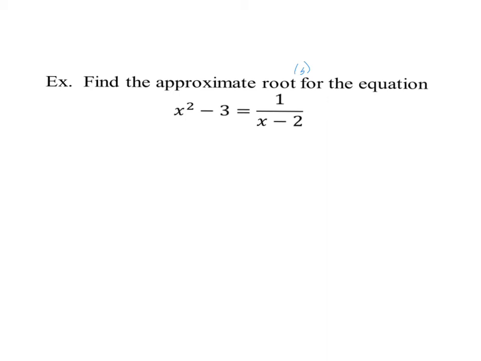So the first step, what I would do is let's rearrange the equation. So let's rewrite it as... actually, we don't need the y. We'll just make it equal to 0, right? Because we're solving for roots, so we need these to be 0. So let's rearrange the equation. So we'd have x squared minus 3 take away 1 over x minus 2 equal to 0.